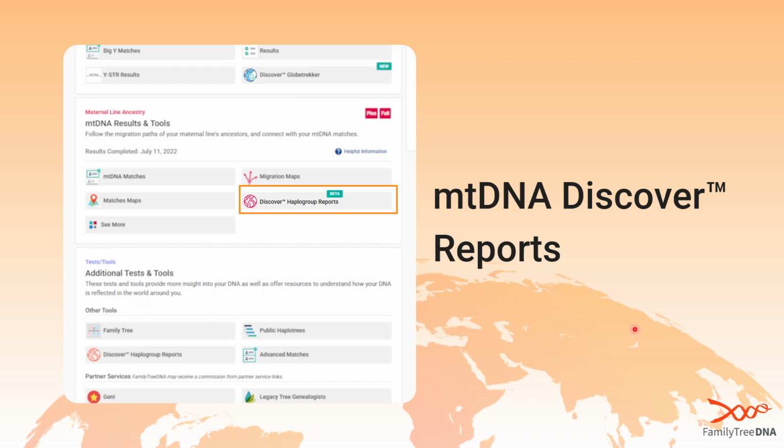The mtDNA Discover reports you can access through a public version even if you don't have an mtDNA test with FamilyTreeDNA. If you have an mtDNA haplogroup that you've gotten through some other testing company, you can always take a look at mtDNA Discover. You can just do a quick search for FamilyTreeDNA mtDNA Discover, and you'll be able to plug in your haplogroup and see a lot of good information about it. But having an mtDNA test with FamilyTreeDNA does unlock a few additional features. So I'm going to be talking about that version of it.